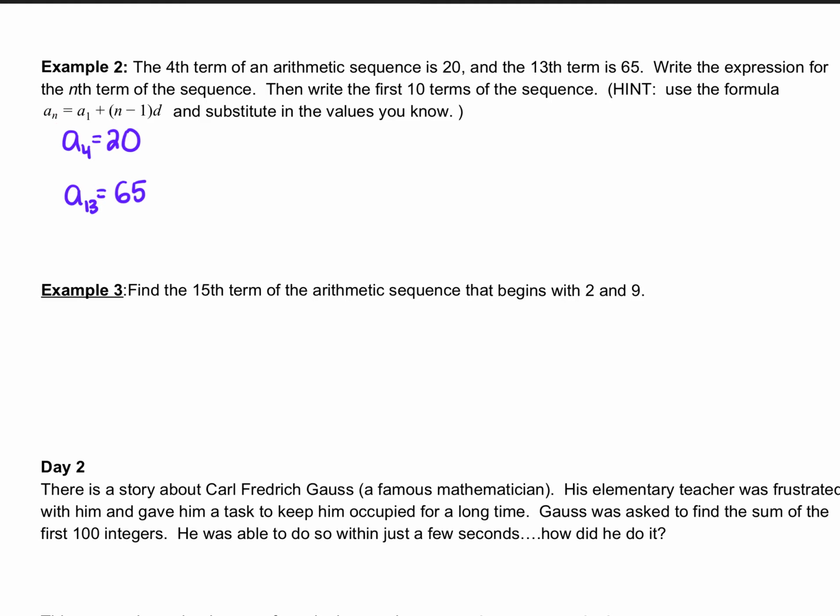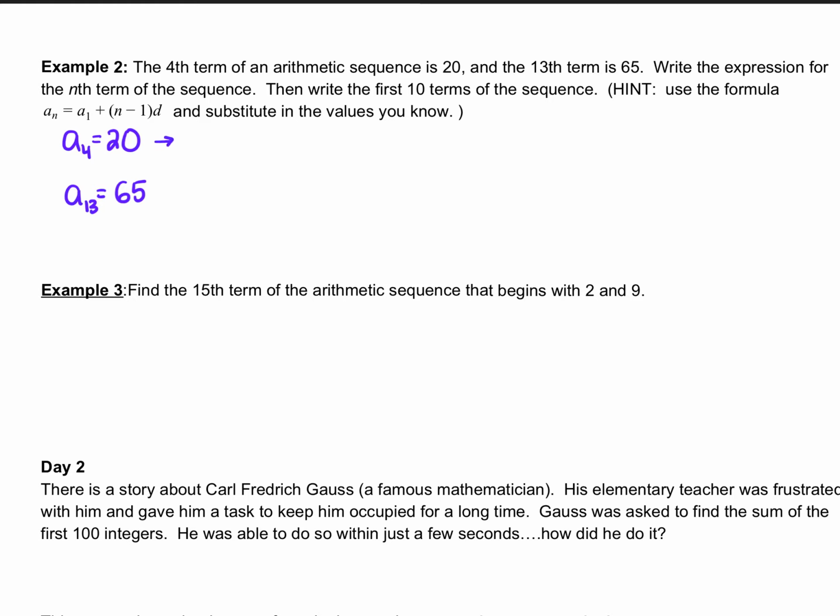So let's look at one way we could do this. We can actually set up a system of equations, can't we? Because look, we know a sub n and we know n. Here n is 4, so we could plug 4 into both of those places. Here n is 13, so we could plug 13 into both those places and then simplify it a little bit. So let's look at what happens when I do that.